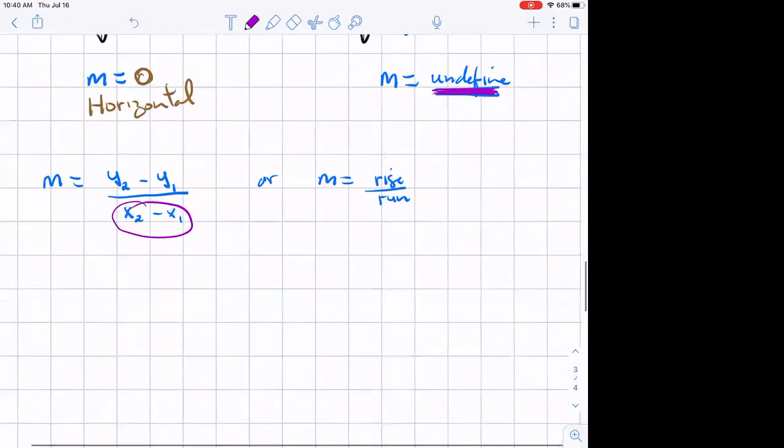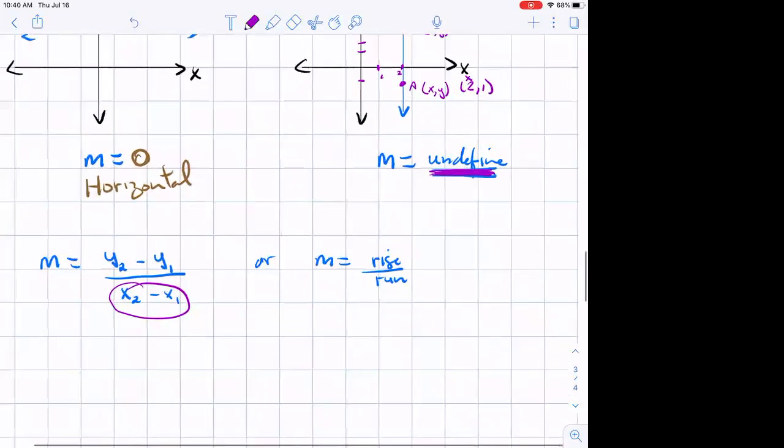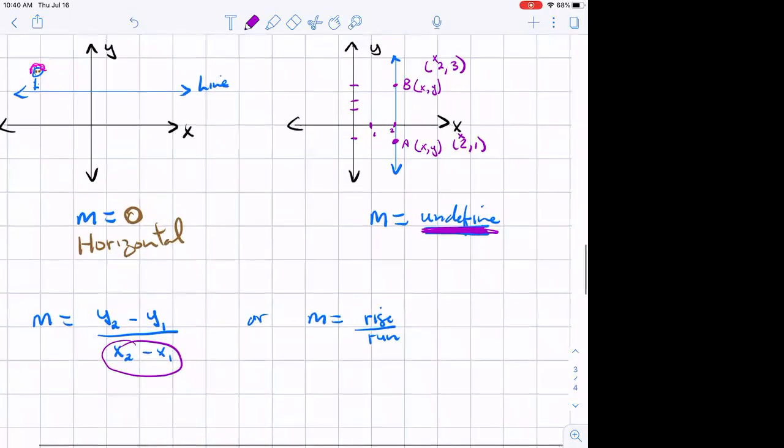So anytime the denominator is 0, the slope will always be undefined, always. And that will happen anytime the x values are the same. Okay. So with the xy coordinates, by looking at points, you can tell the slope.